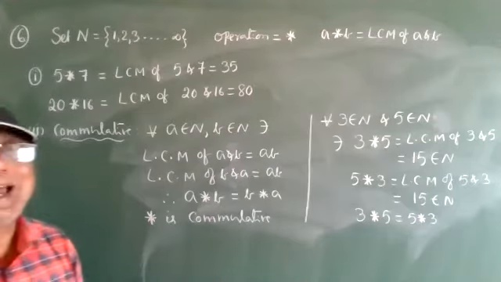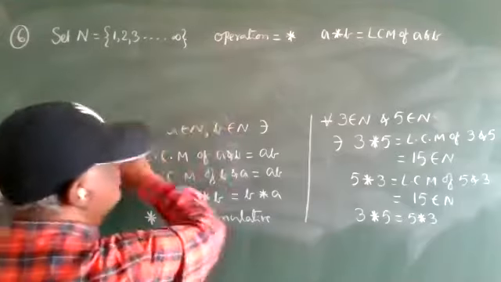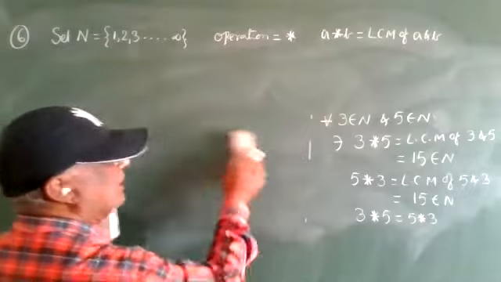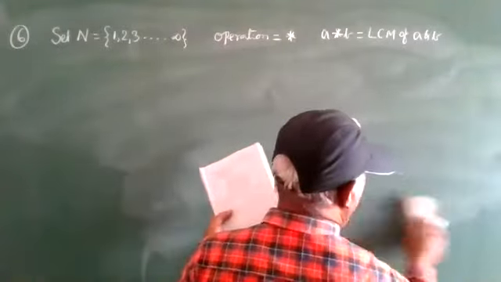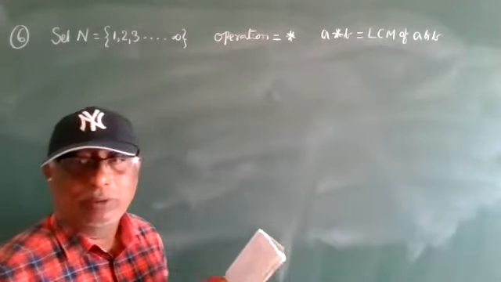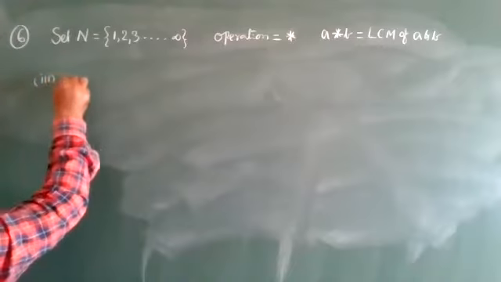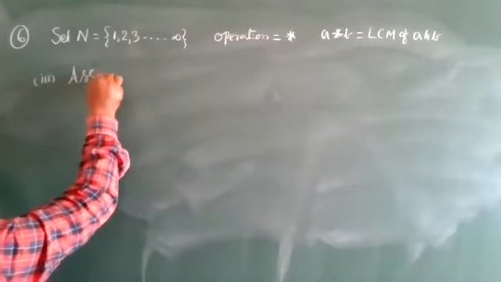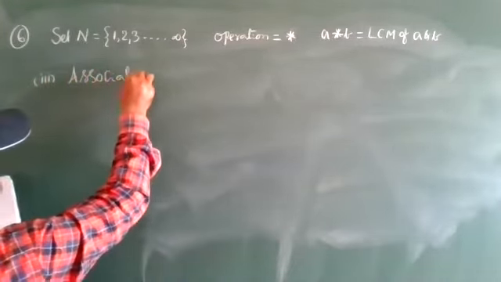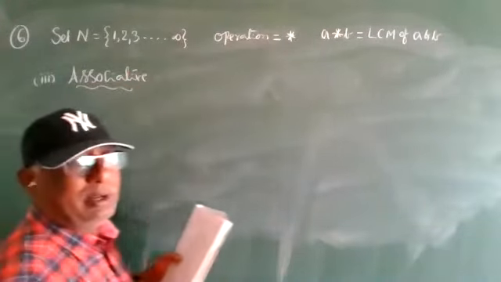Third bit is associative. Everyone, take three numbers and write down one example. True means write down the statement. Associative. So everyone see associative. First take the example.